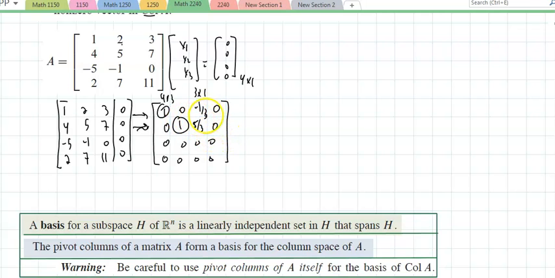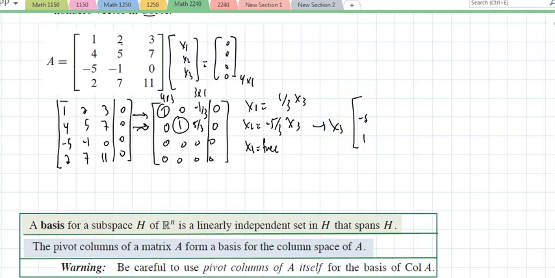So doesn't this mean that, to really figure this out, x1, x2, x3, there are 3 of them, right? So I know that x3 is free, and x2 is negative 5/3 x3, and x1 is 1/3 x3. So basically, x3 times 1, negative 5/3, and 1/3. Any multiple of that will do. This is the null space.